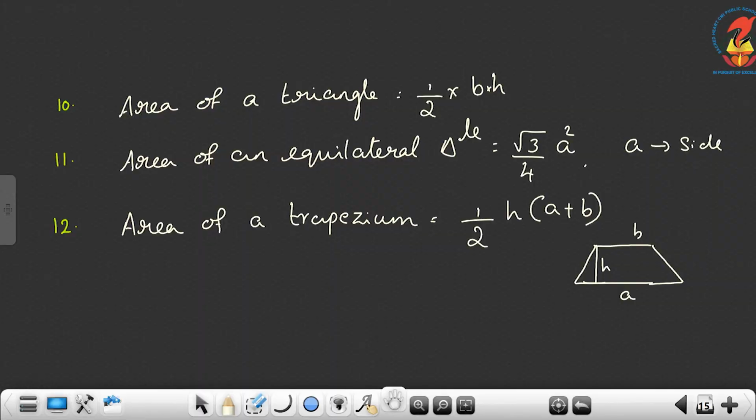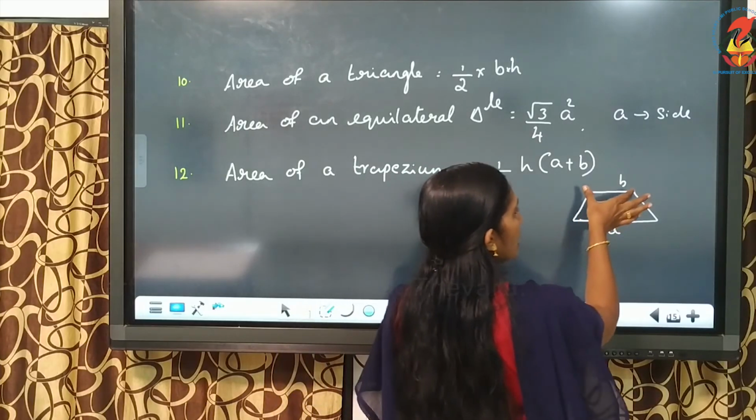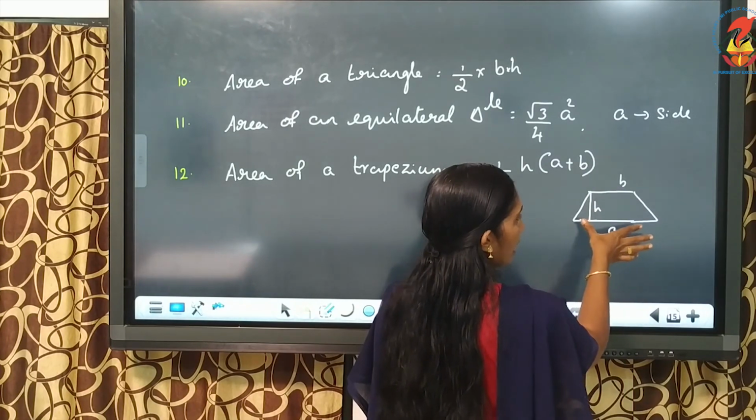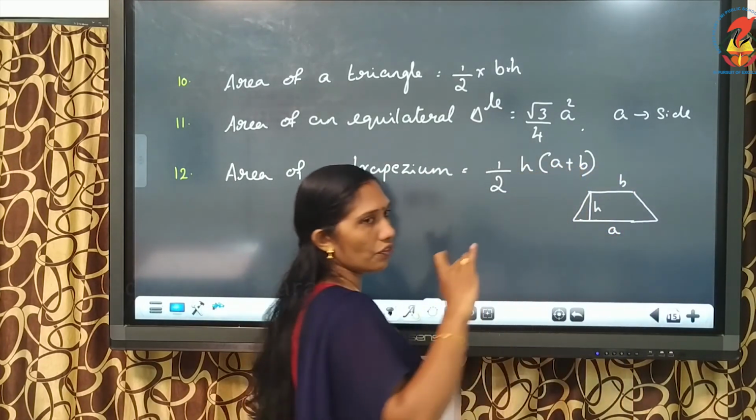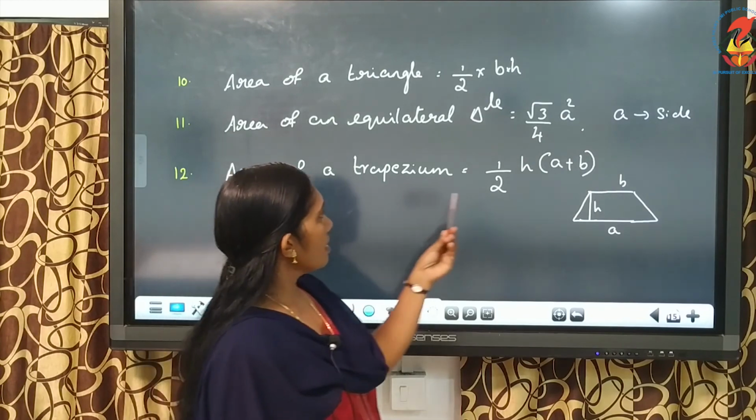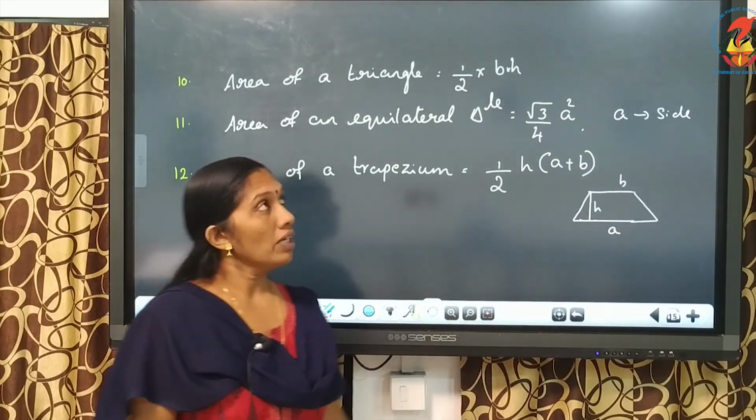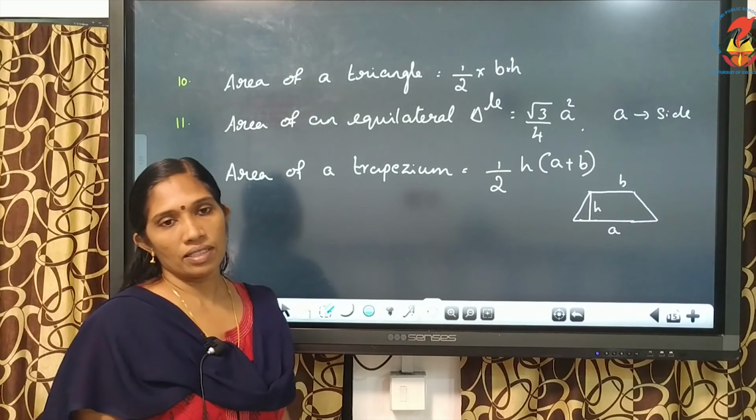The next, area of a triangle is half into base into height. The area of an equilateral triangle is root 3 by 4 a square, where equilateral means all sides are equal, so a is the side of the triangle. Then area of a trapezium is half into h into a plus b. A and b are the lengths of the parallel sides. H is the height of the trapezium. So its area is half into h into a plus b. So you note down all these results in the notebook.